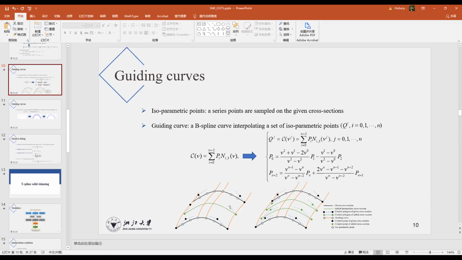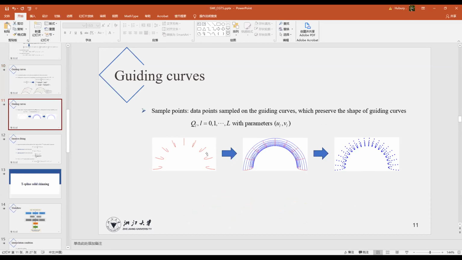As shown in the pictures, we sample some isoparametric points on the given curves and use the B-spline to construct B-spline curves that interpolate the isoparametric points. So compared with other methods, the skin surface can achieve much smoother results than others. So like that.